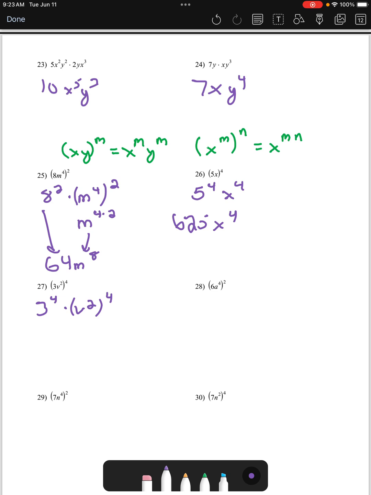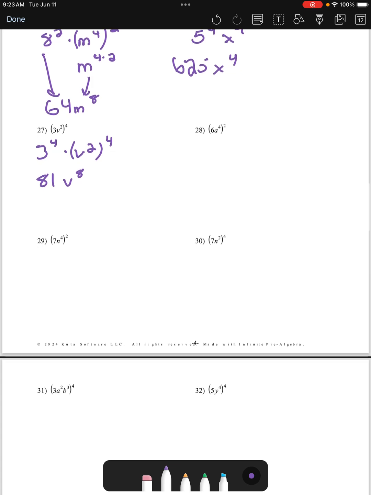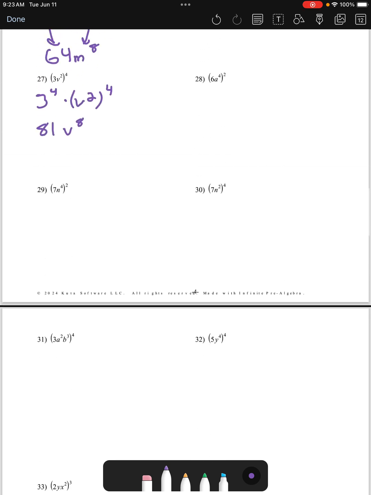In 27, we're going to have 3 to the fourth times v to the second to the fourth. 3 to the fourth, well, 3 to the second is 9, so 3 to the fourth is 2 9s. 9 times 9 is 81. Using our second rule, v to the second to the fourth, we multiply these exponents. That gets us v to the eighth.